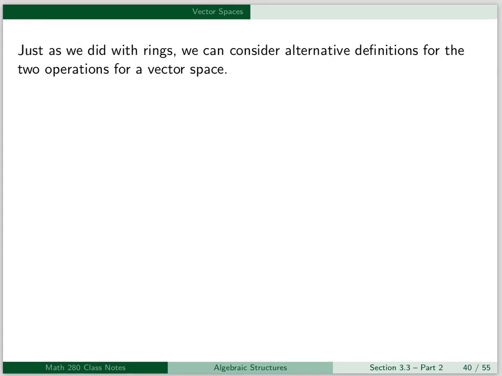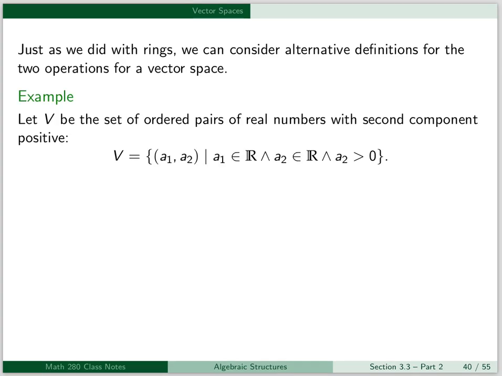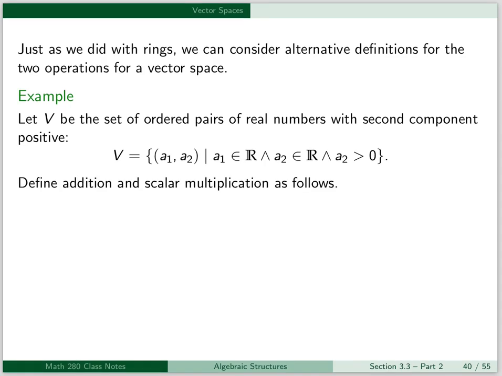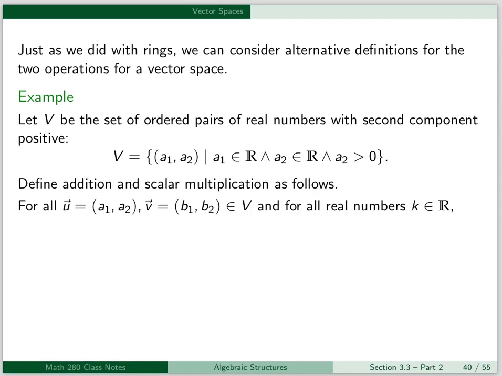Now, just as we did with rings, we can consider alternative definitions for the two operations for a vector space. For example, let's let V be the set of ordered pairs of real numbers with second component positive. So V is the set of ordered pairs A1, A2 such that A1 and A2 are both in R, and A2 is strictly positive. And we'll define addition and scalar multiplication as follows. For all U equal A1, A2, V equal B1, B2 in V, and for all real numbers K and R.